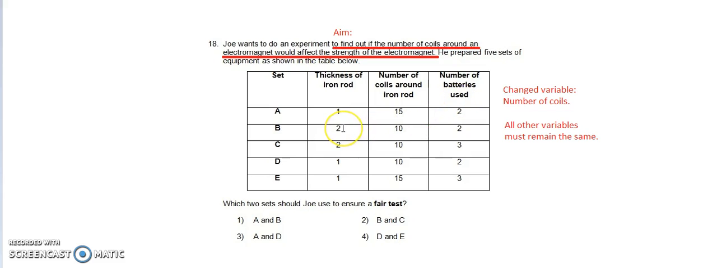Now let's take a look at the thickness. Let's compare B and C, which have both thickness 2. Okay, for B and C, the number of coils is the same, which will defeat the purpose, because we need the number of coils to be different. So B and C is out.